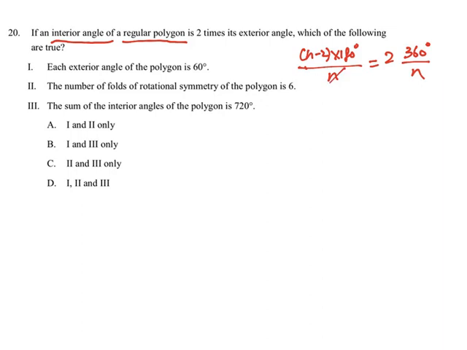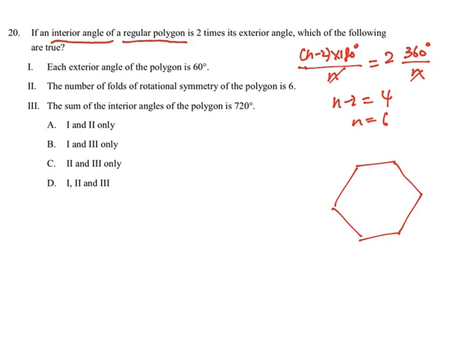After we cancel n, so n minus 2 equals 4, so n equals 6. That means it's 6-sided. Regular 6-sided polygon, hexagon.